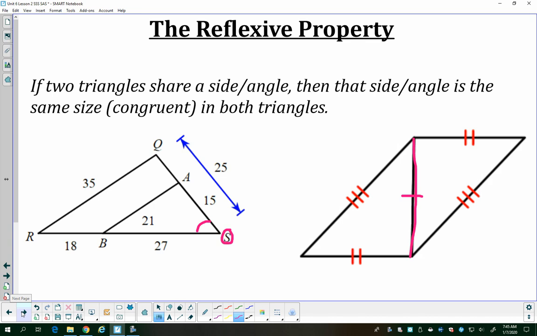So basically, the reflexive property lets us know something about a pair of triangles without it being explicitly marked. So we know that this angle is the same in both triangles, even though it wasn't marked, because they overlap there. Same thing here. Even though this original side wasn't marked congruent in both triangles, we know for a fact they're congruent because they share that side, so it has to be the same size.